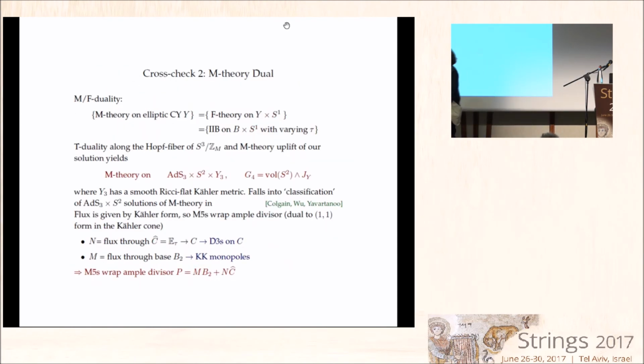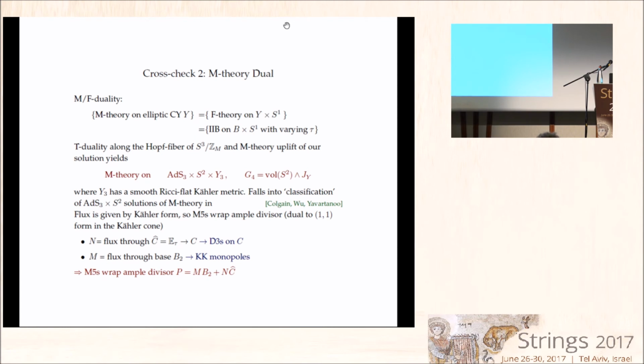So we want to actually extend this to general values of m. So we have AdS3 times S3 mod Z_m, times an elliptic Calabi-Yau 3. That's our solution. And we'd like to know what we can say about the central charges, including m. So we use M-F duality to map the solution now to M-theory. So remember, M-theory on an elliptic Calabi-Yau Y is F-theory on Y times S1, or type IIB on B, the base of the Calabi-Yau, times S1 with the varying tau. In our case, the S1, which we can use here, is in fact the Hopf fiber of the S3.